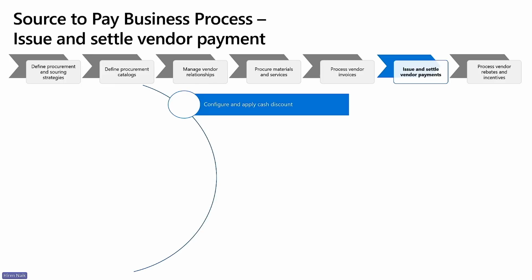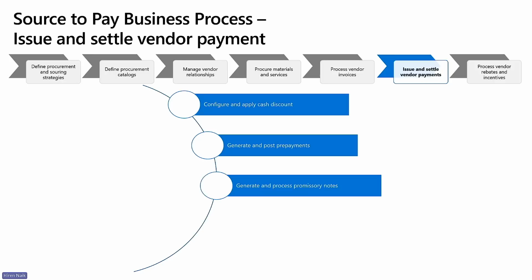Organizations can use payment proposals to generate and post vendor payments. Organizations that pay vendors on a recurring schedule can automate the process of generating vendor payment proposals with certain criteria and schedule time. Dynamics 365 allows you to use journals to manage promissory notes.